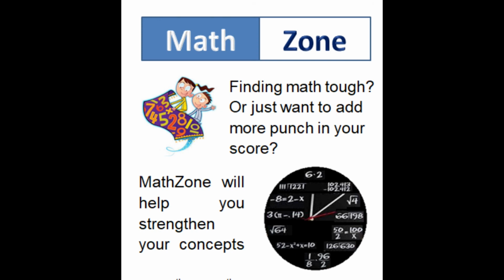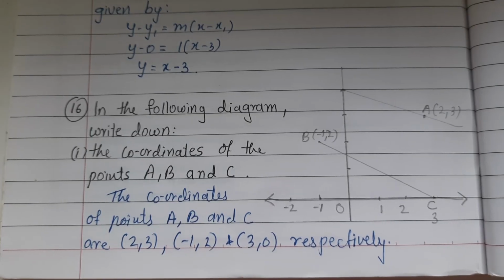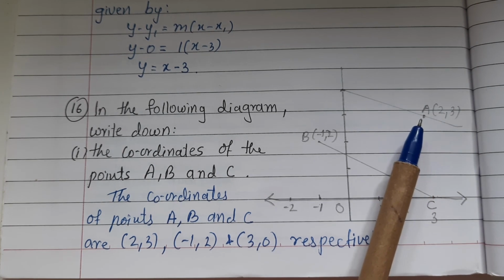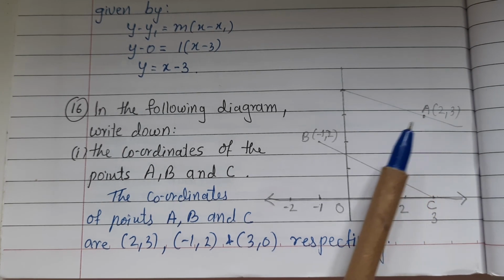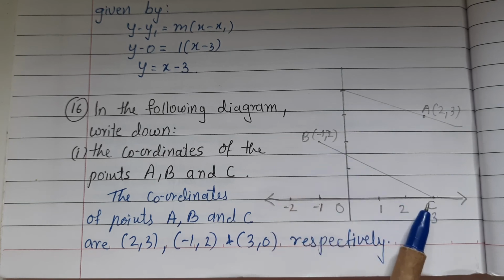Selena, Class 10, Chapter 14, Equation of a line. Sum number 16. In the following diagram, write down part 1, the coordinates of points A, B and C. The coordinates of point A is (2, 3), B is (-1, 2), C is (3, 0) respectively.